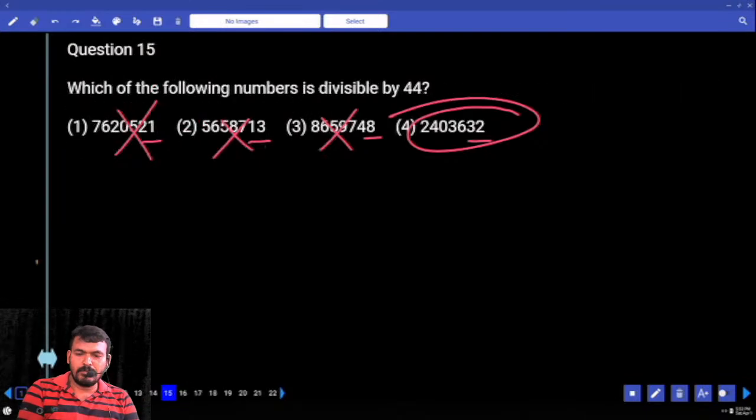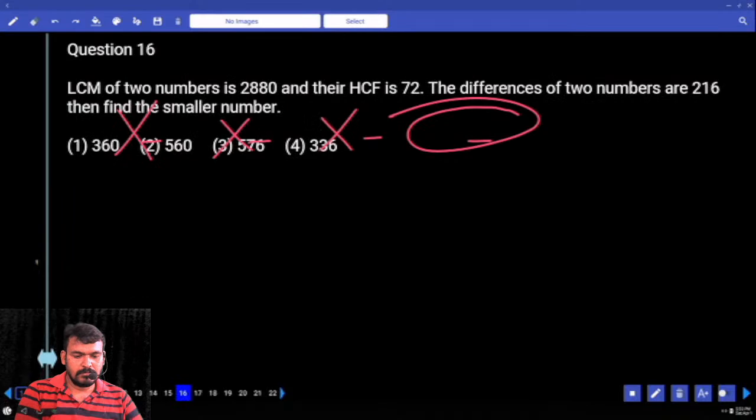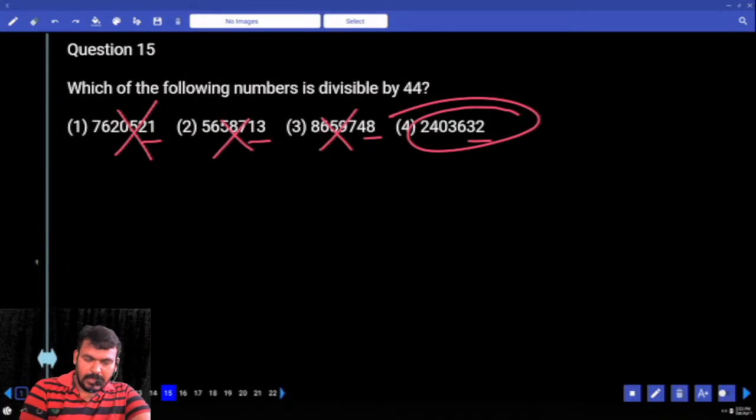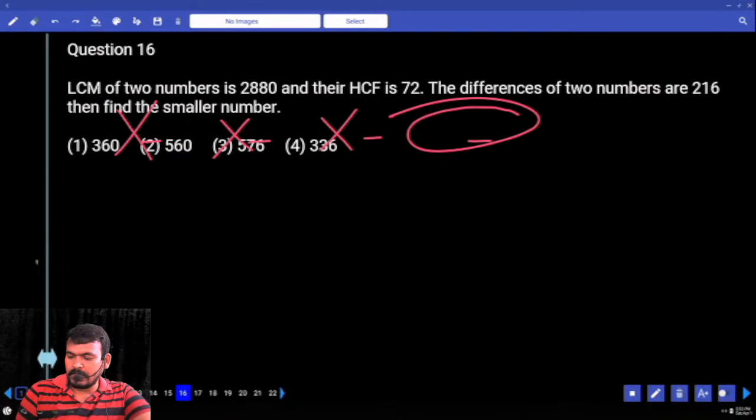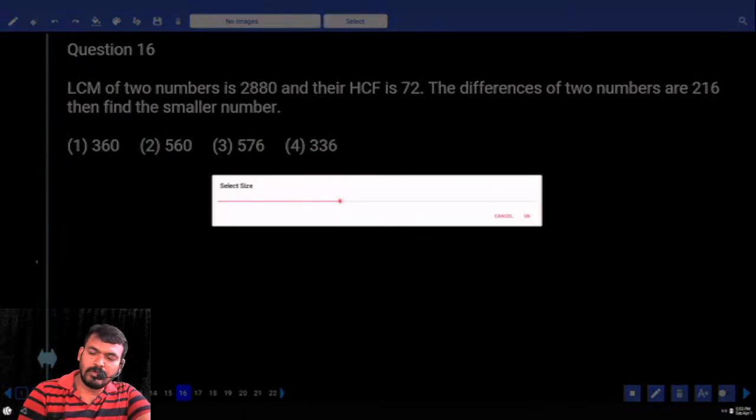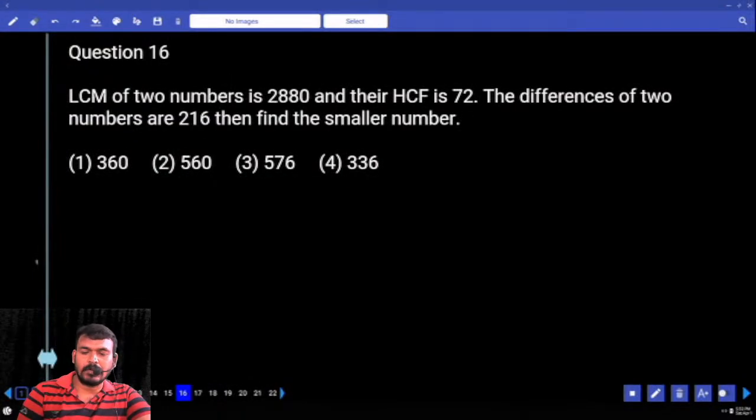It must be divisible by 15 and also 11. Next question, number 16. The LCM of two numbers is 2880 and their HCF is 72. The difference of two numbers is 216. Find the smaller number.